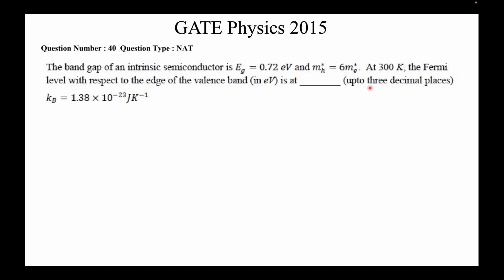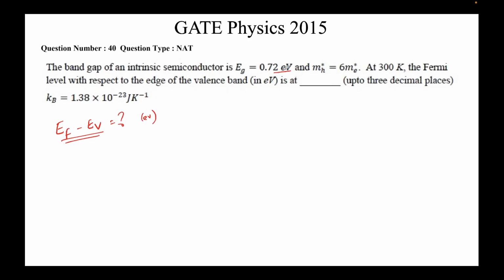This is a numerical answer type question, and we have to round off our answers to 3 decimal places, and the unit should be electron volt. The value of Boltzmann constant has been provided in the question itself. We'll have to use it. Now, just pay attention to the language used here. The Fermi level with respect to edge of the valence band. This implies we need to find EF minus EV. So we need to find this numerical value in EV, because EG is also provided to us in EV.